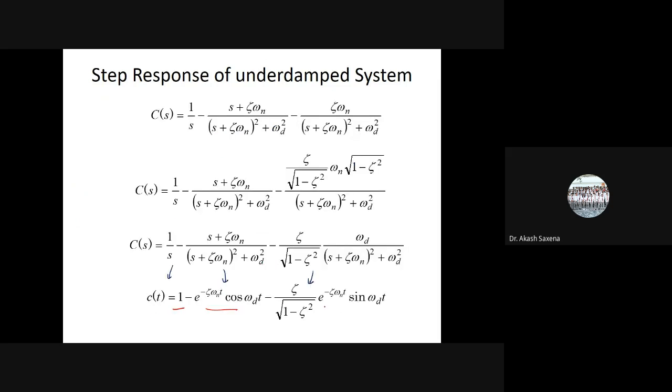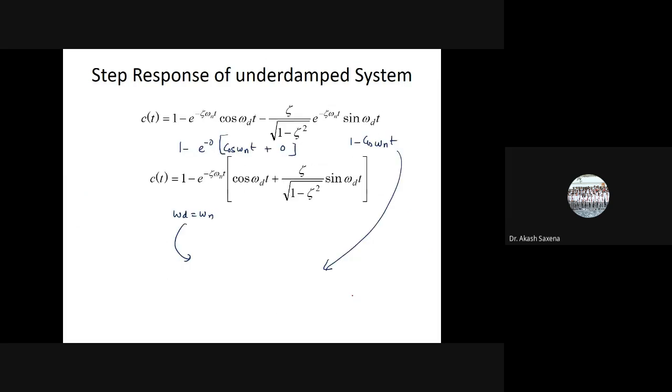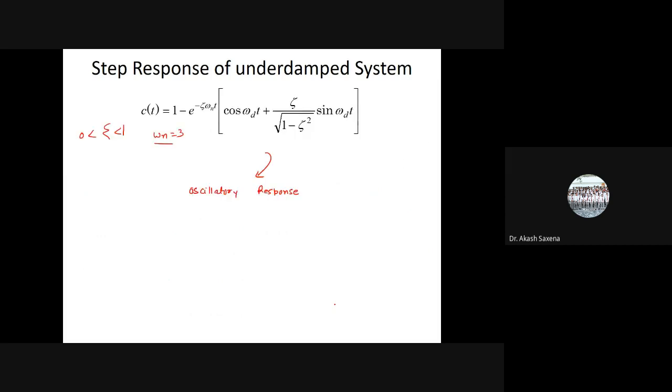This is the time response of the undamped second order system. When omega d is equal to omega n, that means zeta is equal to 0, then c(t) is equal to 1 minus cos omega n t. It is very simple.